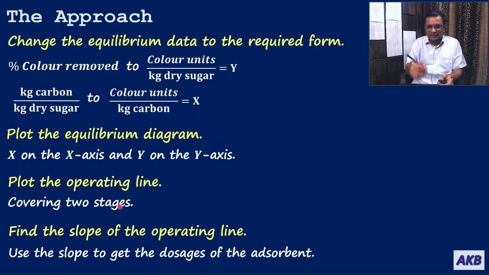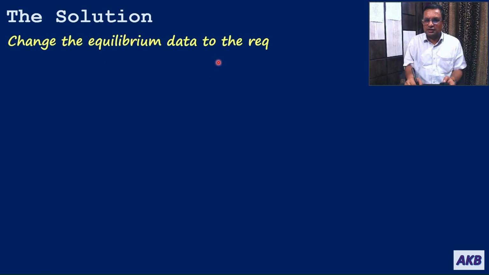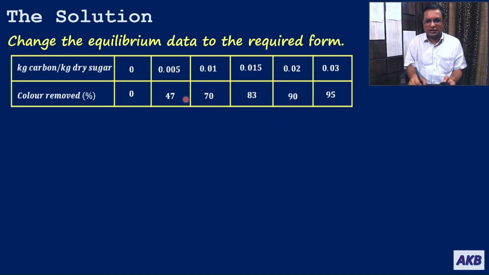So let us start solving this numerical. Okay, now first we will be changing the equilibrium data to the required form. So we have the equilibrium data. This is the equilibrium data that is given to us. We have different values for kg carbon per kg dry sugar, and then we have different values for percentage color removed. So how are you going to understand this? How are you going to use this data?